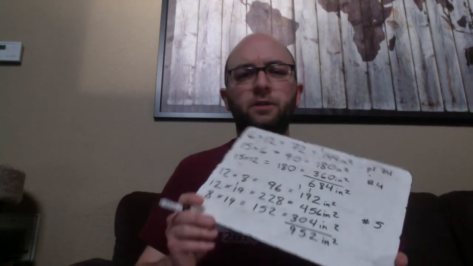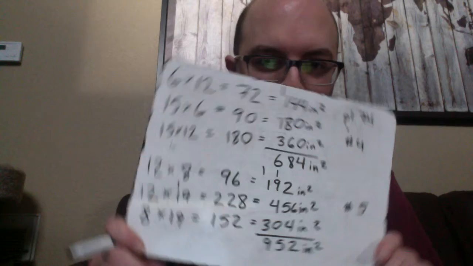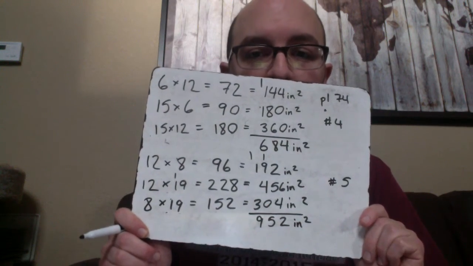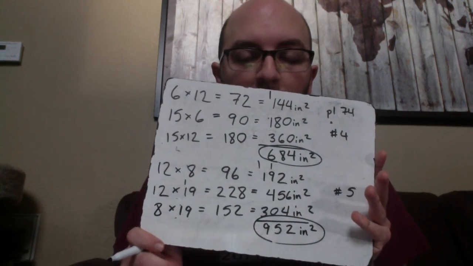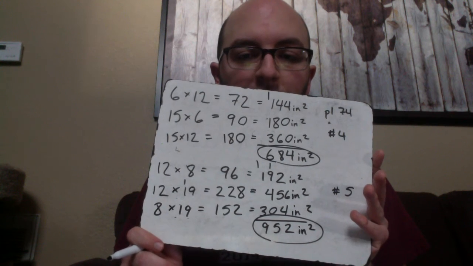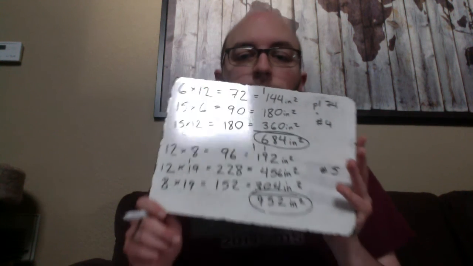Let's double check it by adding it all up. 192... we get 952. That is correct. All right, good job to Mr. Dietzen. He did it himself, the math teacher. Good. All right, so those are our answers. So for number 4 here, let me even circle them. Number 4, we got 684 inches squared. And for number 5, 952 inches squared.